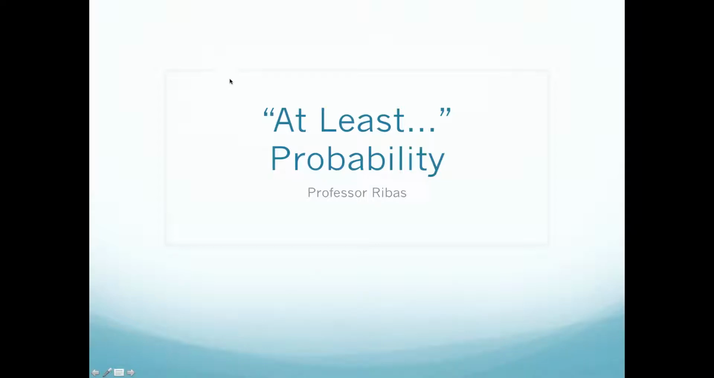Okay, so this video is going to be on "at least" probability. By that I mean questions where you're asked, what is the probability you get at least one red marble out of the barrel, or at least one defective, or at least two defective machines in your order?